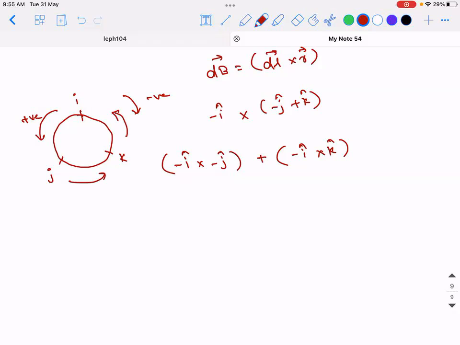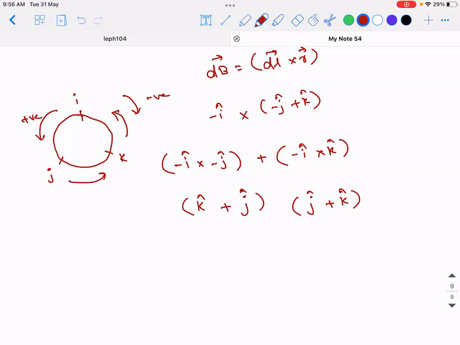So what is I cross j? So can I directly write it as k cap? K cap plus. What is I cross k? So minus j cap, but minus of minus will become a plus. Are you guys able to understand this? So it becomes j cap plus k cap.